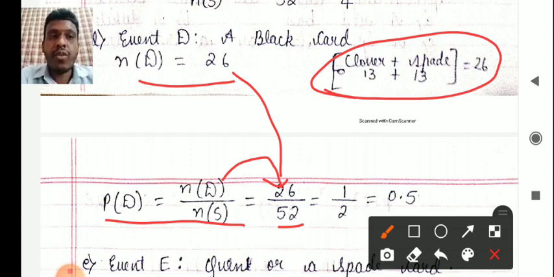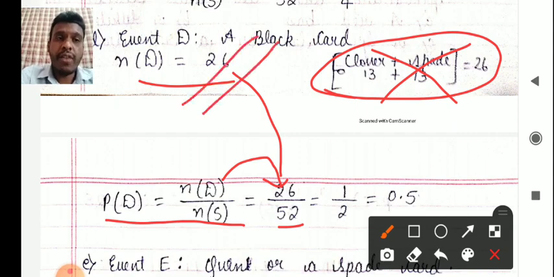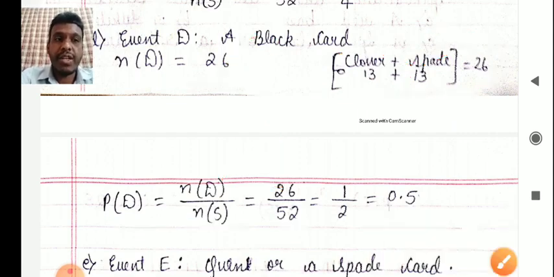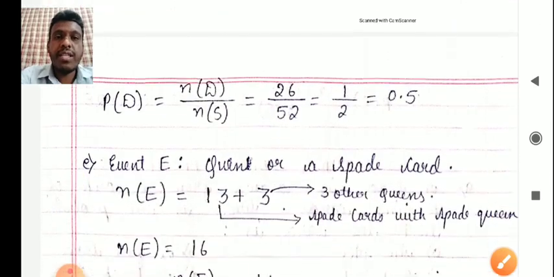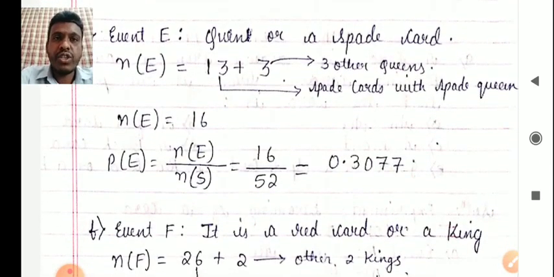Now remember, whatever I am writing here, no need to write in your examination, you can directly write this. How this n of A, n of B, n of C, n of D has come, there's no need to write in your examination. If you want, you can write, or else you can directly write only this in the examination. Now this is the tricky part, E and F. Just pay a little attention here.